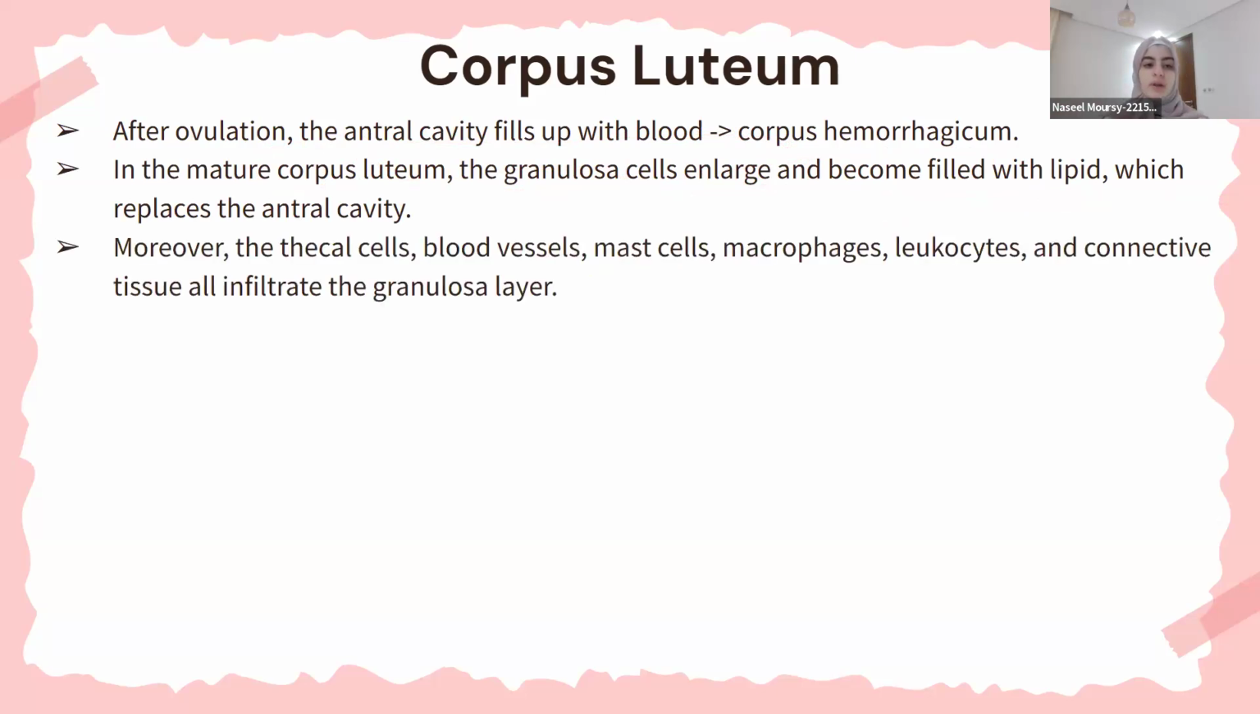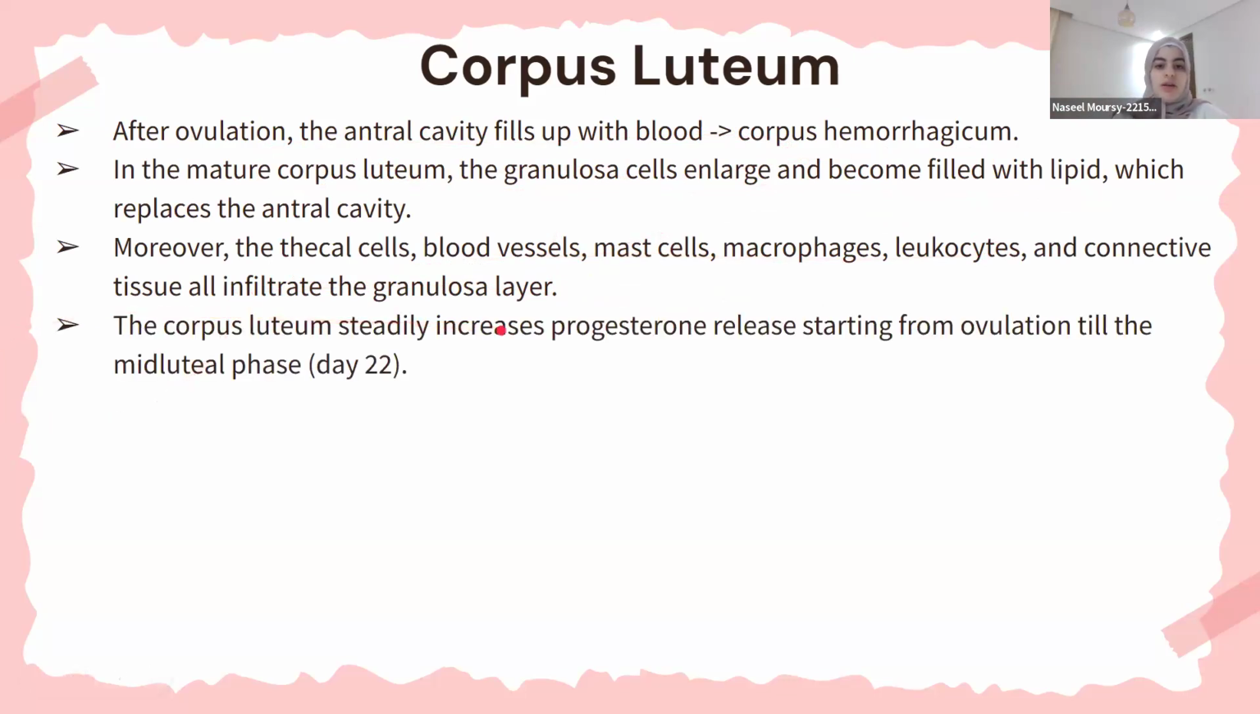Okay. Now, along with the lipids, you got thecal cells, blood vessels, mast cells, macrophages, leukocytes, all these things. These infiltrate the granulosa layer, and this is to increase the strength and the integrity of the corpus luteum. The corpus luteum steadily increases progesterone release starting from ovulation till the mid-luteal phase till day 22.